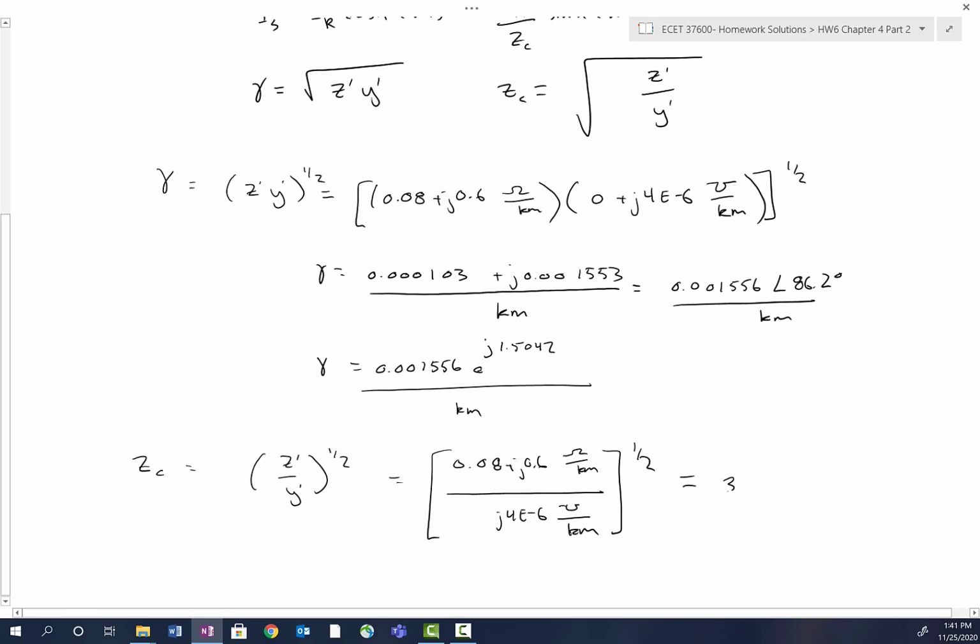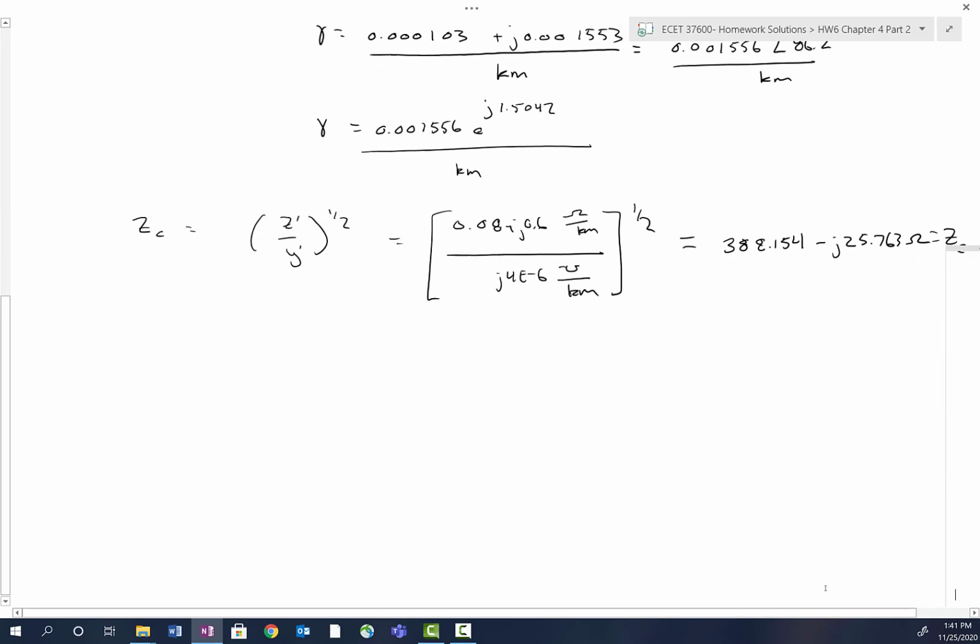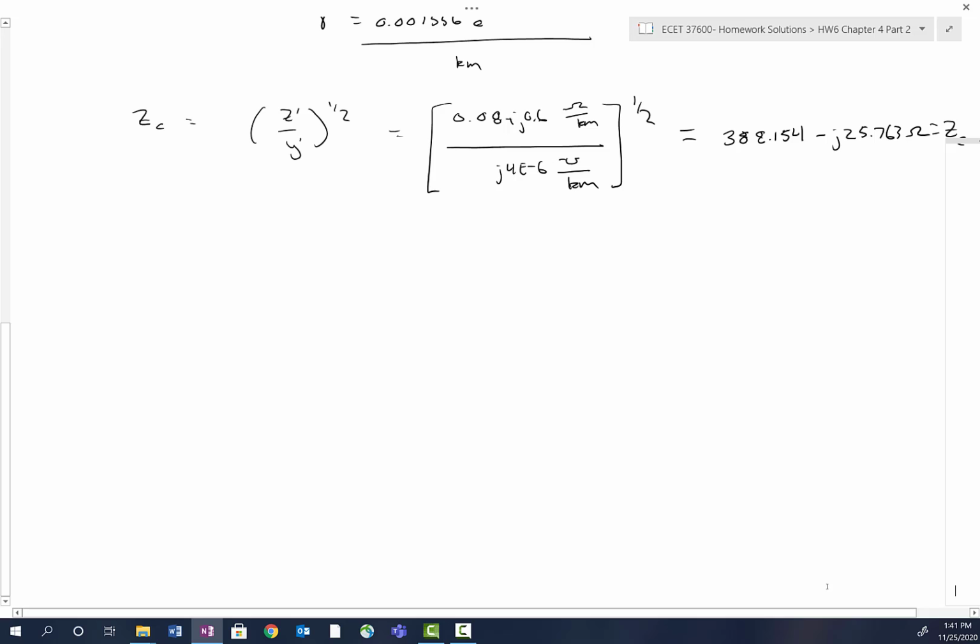If you do this calculation, you're going to get 388.154 minus j25.763 ohms for the characteristic impedance. The calculators can handle that. We don't throw it inside a hyperbolic function, so we don't need to convert that over into any different complex form. We're fine with it in rectangular. So that gives us the characteristic impedance and the complex propagation constant.